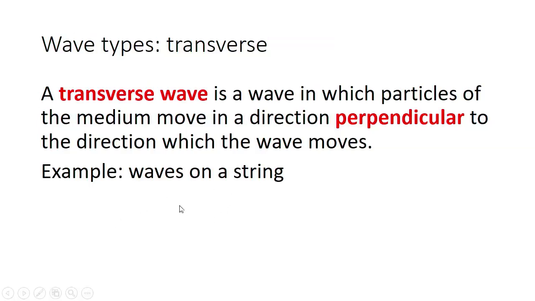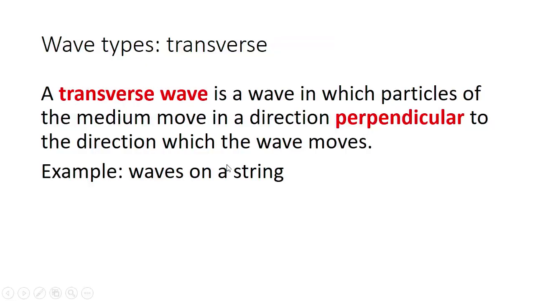So we have two types of waves. The first type of wave is a transverse wave. You'll be asked to define a transverse wave, and this is the definition I'm expecting you to give, in your own words, of course: a transverse wave is a wave in which particles of the medium move in the direction that is perpendicular to the direction of the wave motion. An example of a transverse wave could be waves on a string. Also, water waves could be transverse waves sometimes.